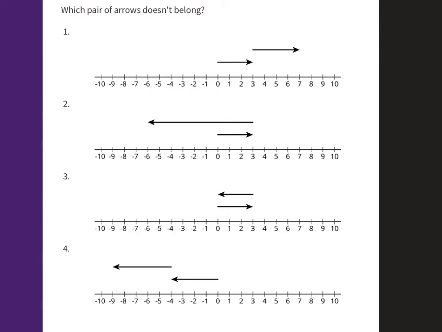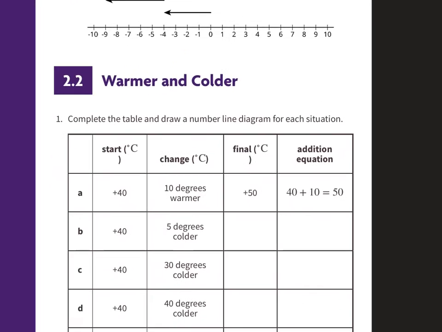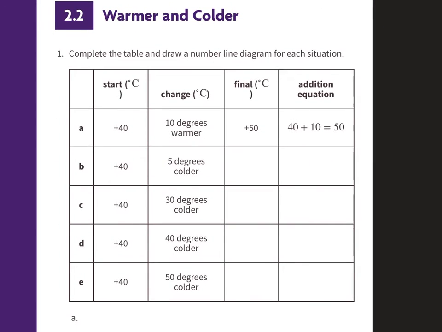All right, so if we look at page 2.2, get into the math stuff here. We're on page 16. It says complete the table and draw a number line diagram for each situation. So we start with positive 40 on all of these, if you notice. And we're just going to, 10 degrees warmer means we're going to move 10 degrees to the right, and degrees colder means we're going to move to the left.